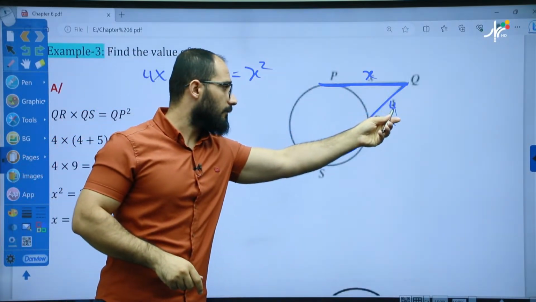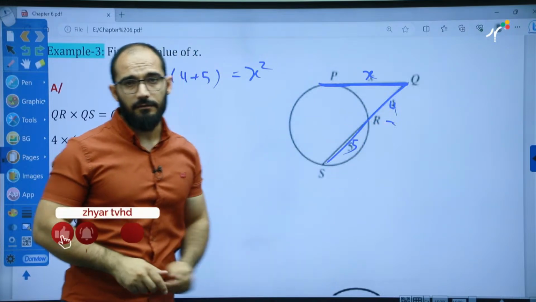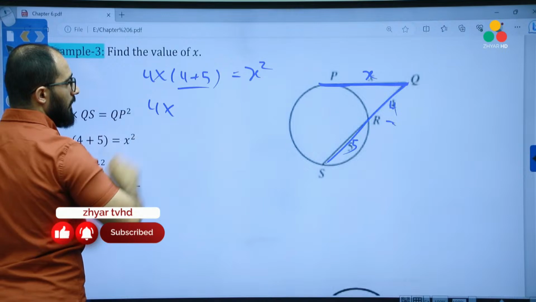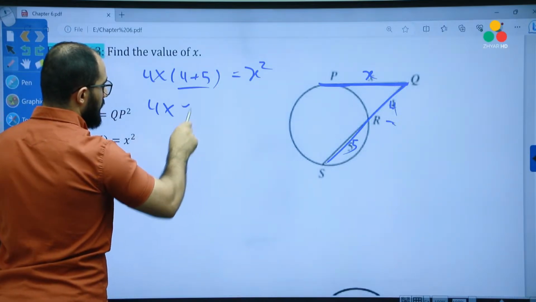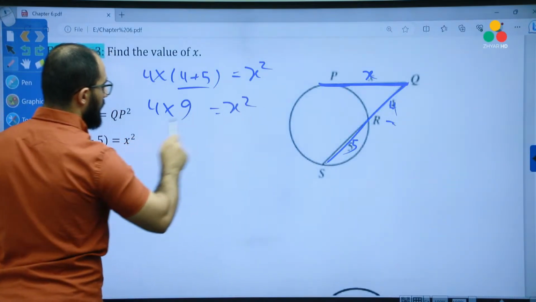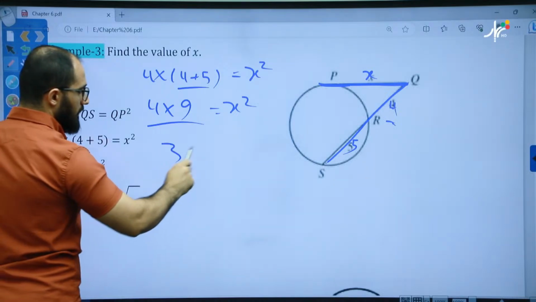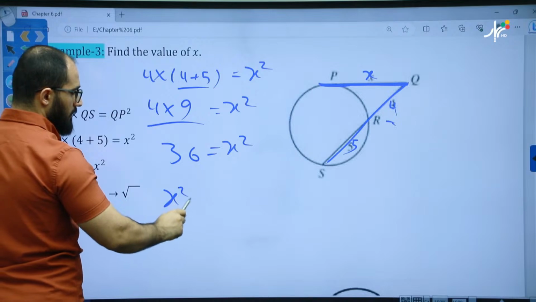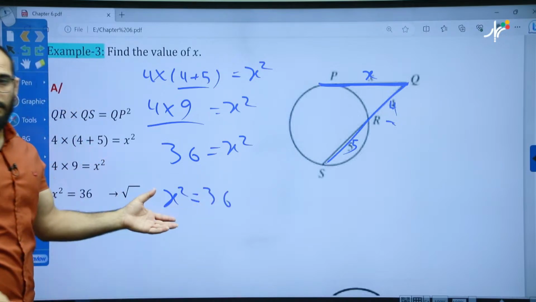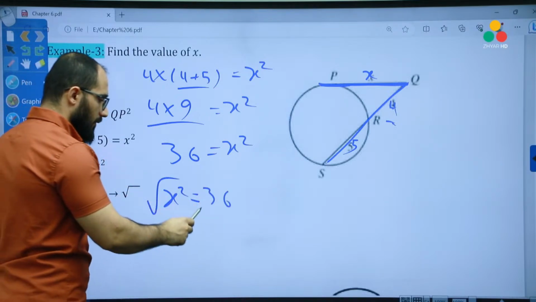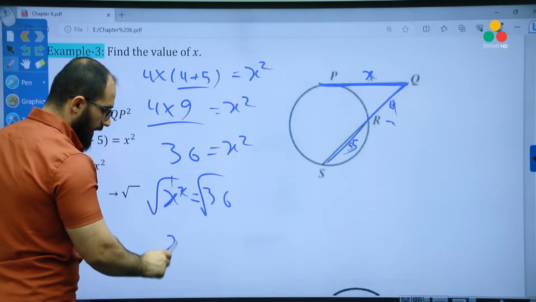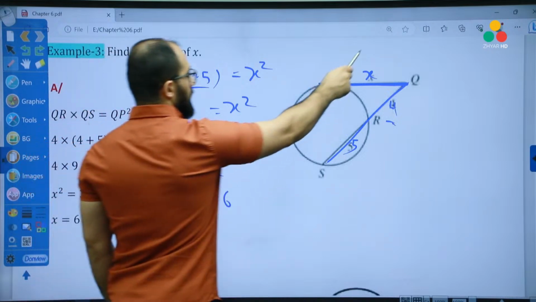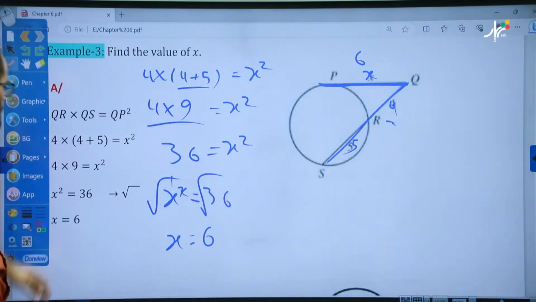So you say 4 times 4 plus 5. So 4 times 4 plus 5, which is 9, is equal to x squared. 4 times 9, 36 is equal to x squared. Okay, x squared is equal to 36. How can you get rid of the power 2? By square root. Then x is equal to 6. So the value of x is 6.